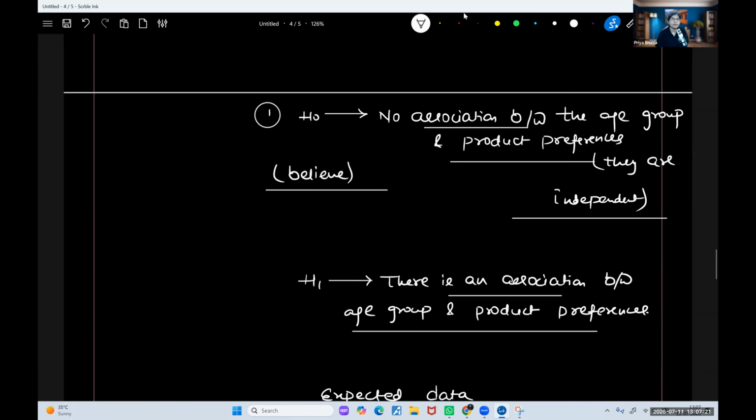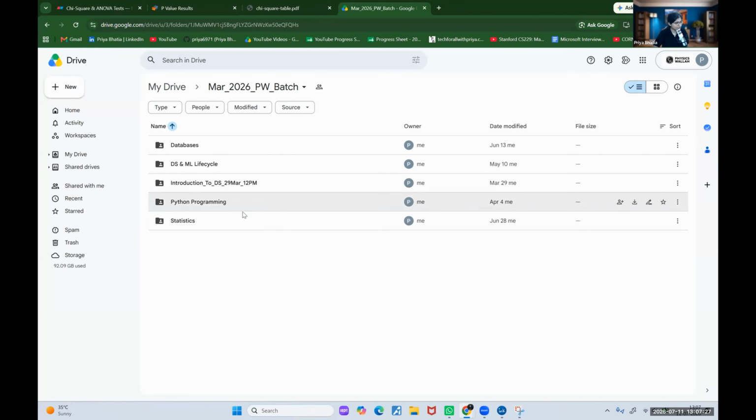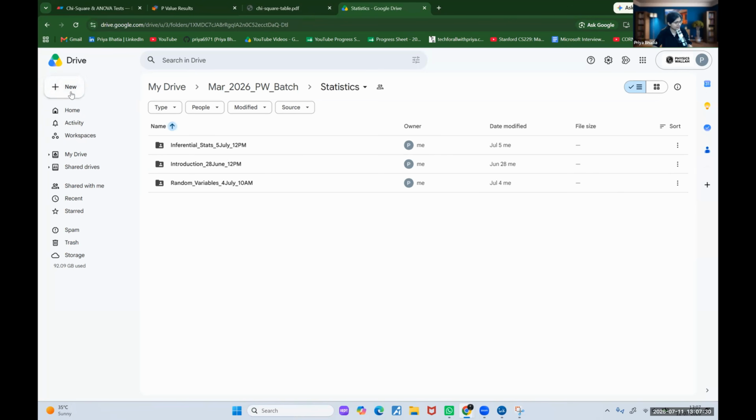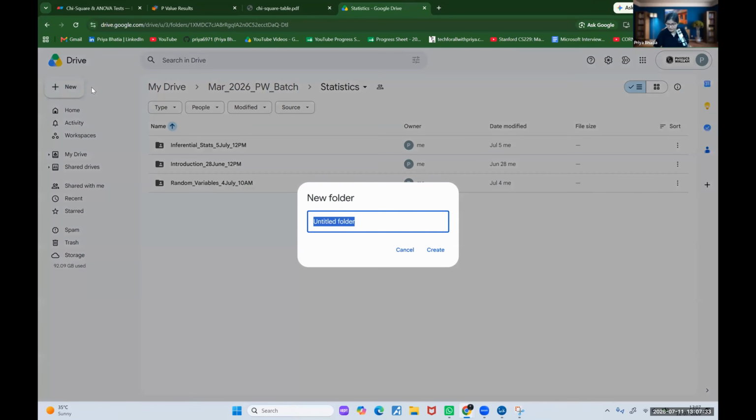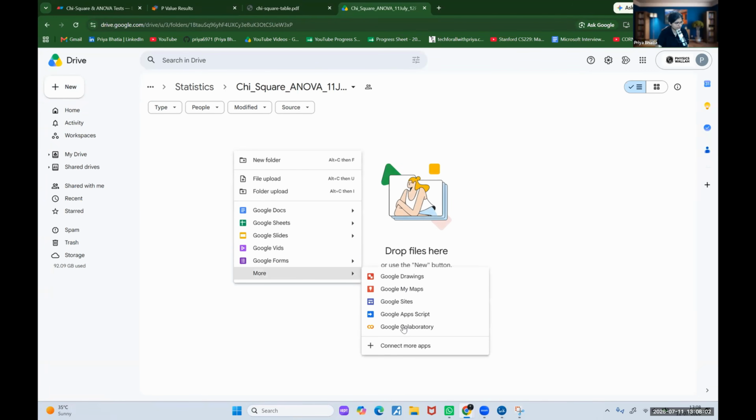Okay. Now, let's go ahead. I will try to open one Colab file and solve the second problem that we have discussed. So today will be a discussion on chi-square, ANOVA. Perfect. Let me open one Google Colab.